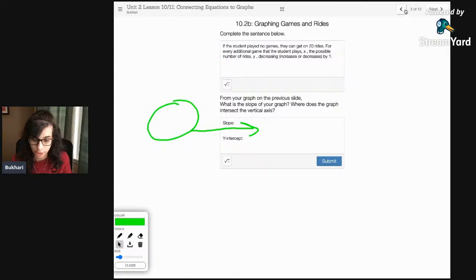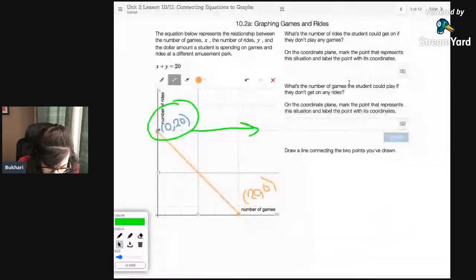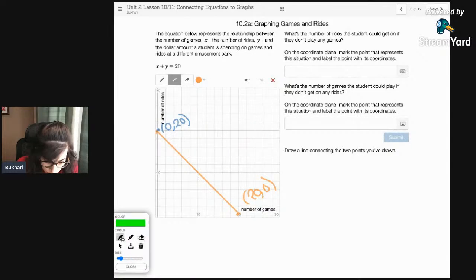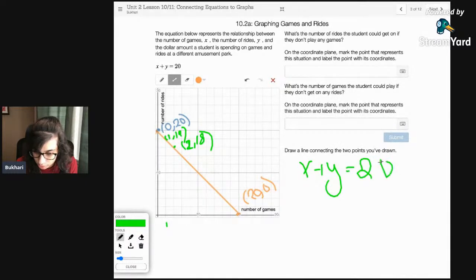And we can see that by looking at the graph, right? I notice that as I'm going along, and you can look at your 10.2, right? If I'm at 1 game, this is 1-19. I know if I have 2 games, this is 2-18. And you know that because you can see the relationship between x and y equals 20, right? So 1 plus 19 gives me 20. 2 plus 18 equals 20, right?